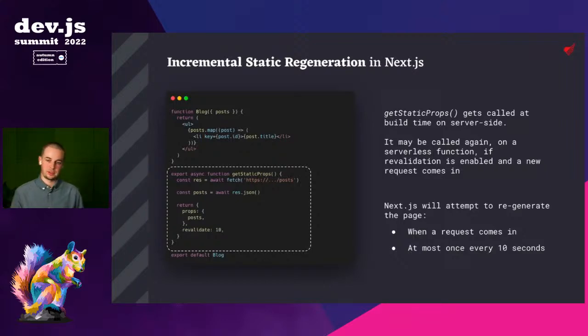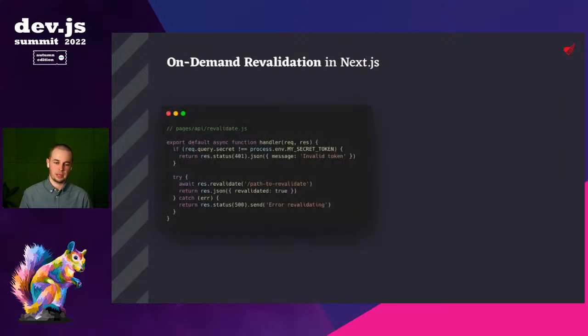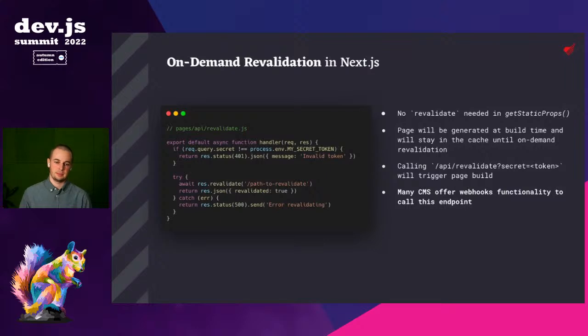In new versions of Next.js there is even more, because you can use things like on-demand revalidation. And to use it, first you need to create an API route. You can call it revalidate, and in that case you don't have to use the revalidate parameter in getStaticProps. So the page will be generated at build time and will stay there. And then we can revalidate it on demand. Calling API slash revalidate with a secret token will trigger the page build.